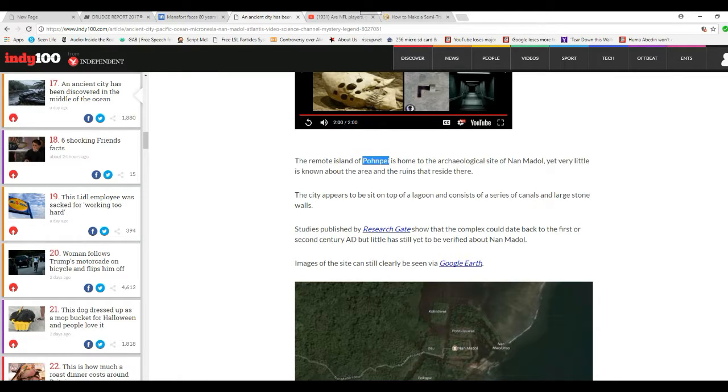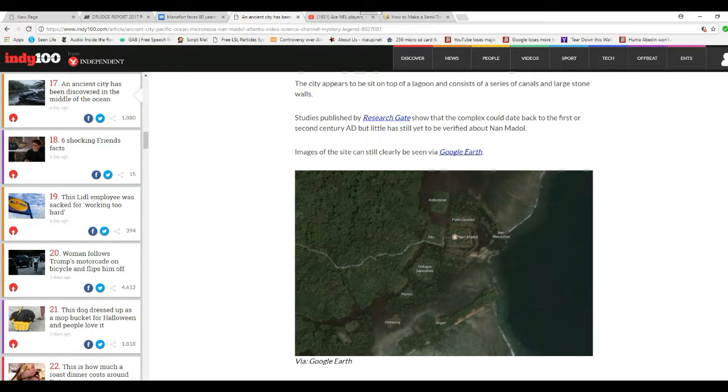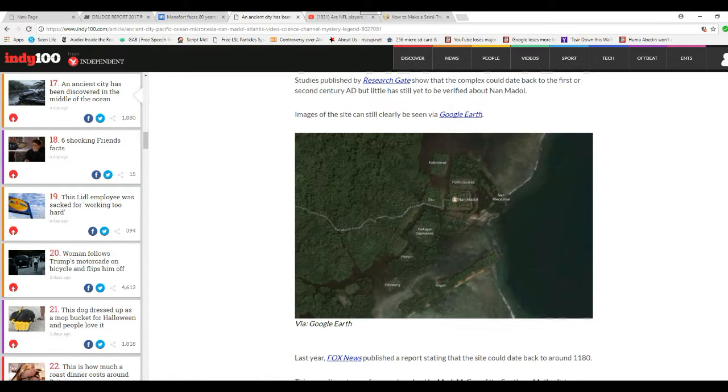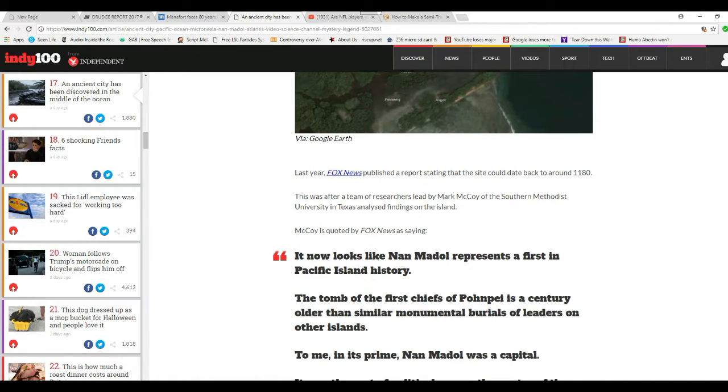The remote island of Pohnpei is home to the archaeological site of Nan Madol, yet little is known about the area and the ruins that reside there. The city appears to sit on top of a lagoon and consists of a series of canals and large stone walls. Studies published by ResearchGate show the complex could date back to the 1st or 2nd century AD. But little is yet to be verified about Nan Madol. Images of the site can be clearly seen on Google Earth, which is what we're going to take a look at now. Well, in a minute.